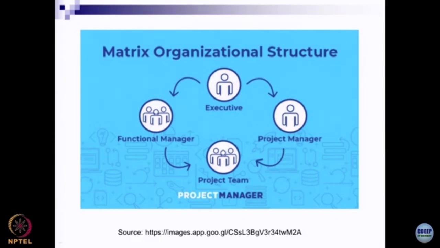In the matrix organization structure, there is a functional manager, there are project managers, and there are project teams, and executives are there in the organization structure. So, you can see in the matrix structure, people are part of their team or department or project, and they are also reporting to the head of the organization or the business head. So, there are dual lines of command operating in the matrix organization structure.